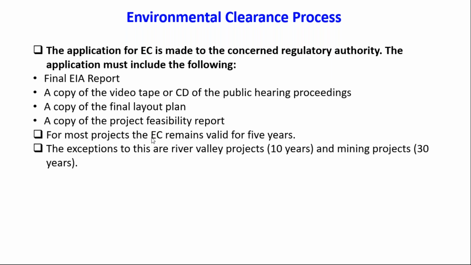For most of the projects, the EC remains valid for 5 years. The exceptions to these are river valley projects, because these may take more time than 5 years. That may be permission for 10 years, and some mining projects may get 30 years. But most of the projects are sanctioned for 5 years. So these are the environmental clearance procedures, that is called EC.